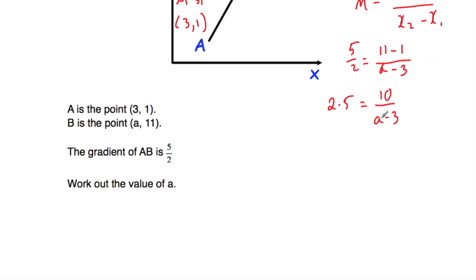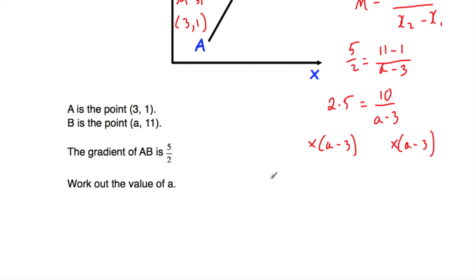Okay, now we want to solve this equation, and we want to find out what little a is. It's on the denominator. I don't like this big divided by a minus 3, so let's get rid of it. Let's multiply both sides by a minus 3, so that's the left-hand side and the right-hand side.